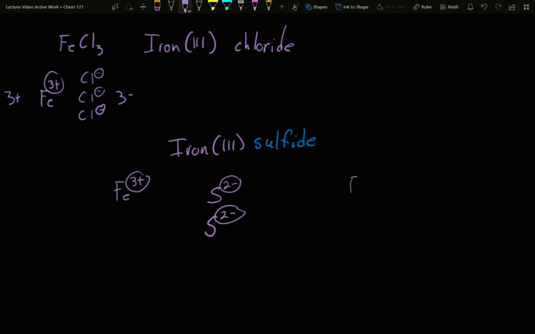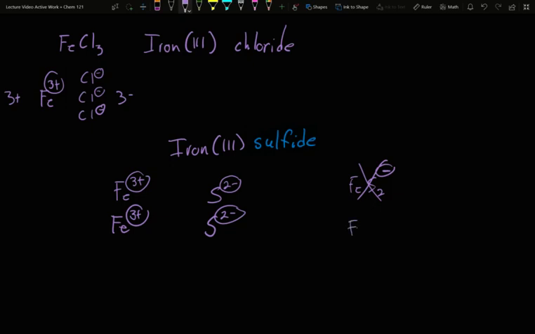But if I tried to have FeS2, that's going to give me an extra negative. I'm going to have 4 negatives and 3 positives, so that doesn't work. So I need some more positives. Well, the only place I can get them is from iron 3+. At this point, though, I have 6 positives and 4 negatives.